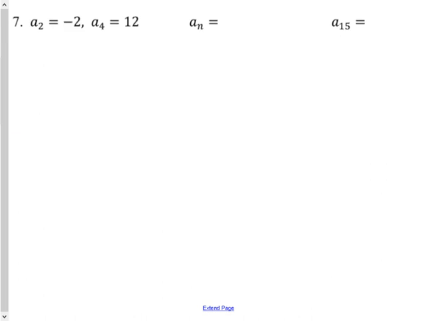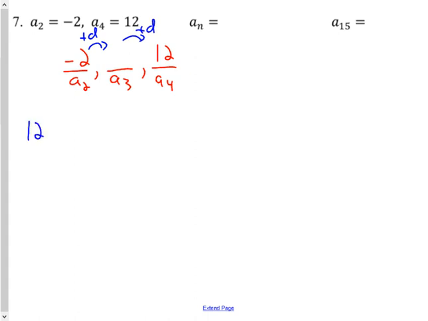Moving on, we've got the second term is -2, and the fourth term is 12. Okay, a sub n equals. Now, when we do it this way, I usually like to kind of label my blanks. Just so then you can kind of see, this is arithmetic, right? And we're trying to see what's the jump, right? Because we got plus a jump, plus another jump gives us 12. So the distance from 12 to -2 is 2 jumps.